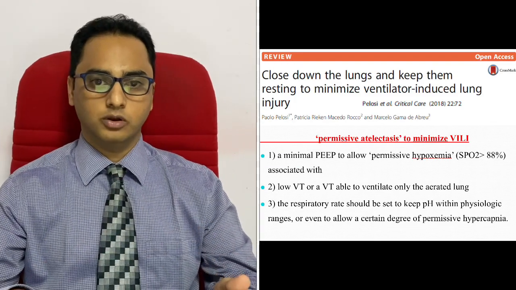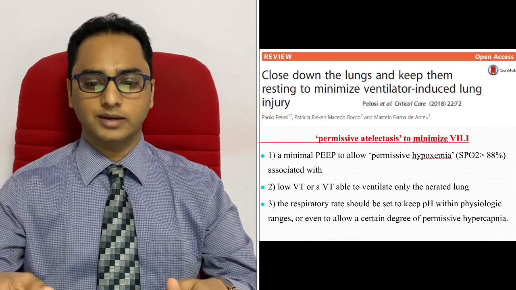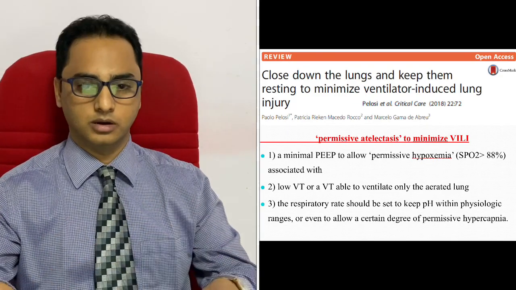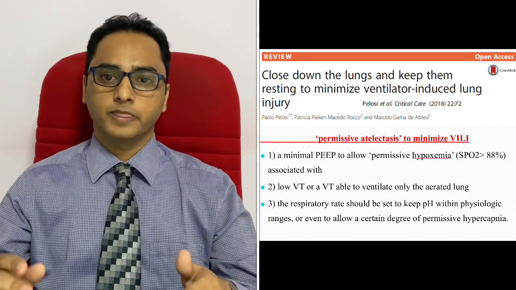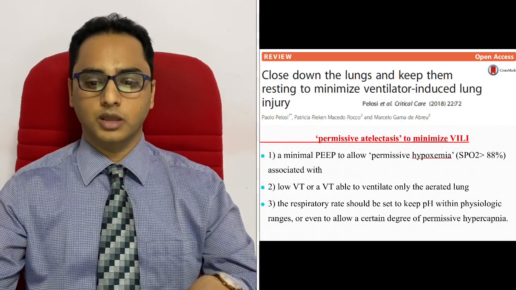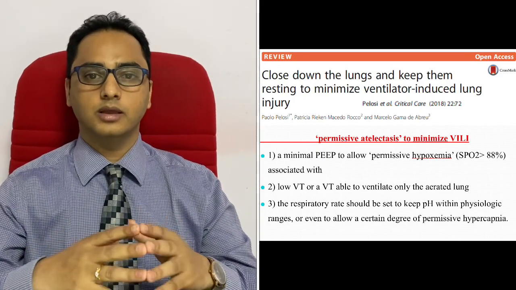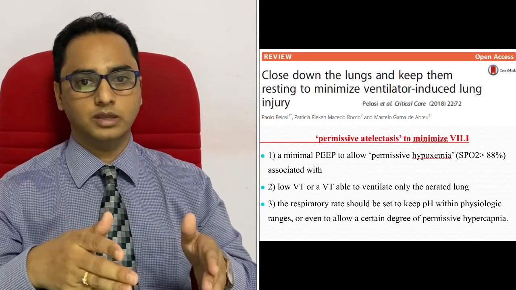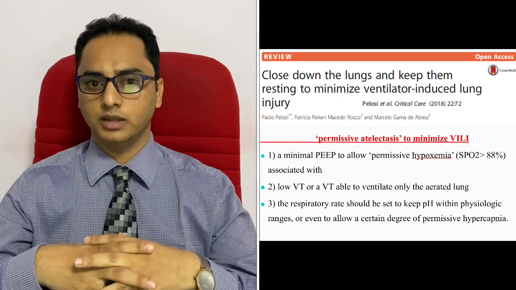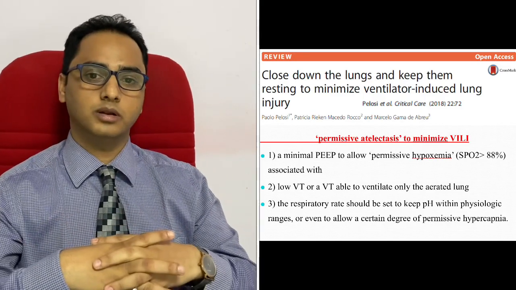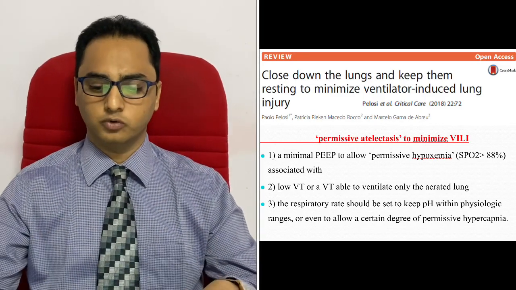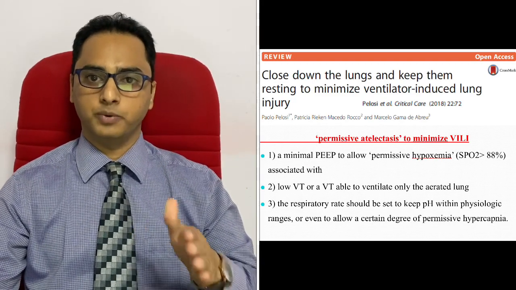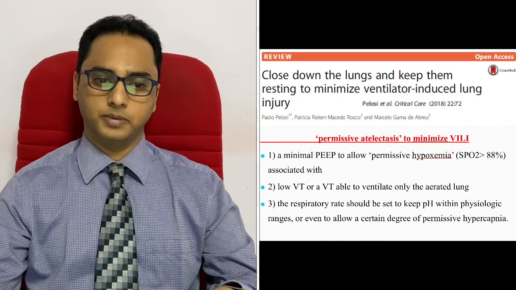Give that low tidal volume to ventilate the aerated lung alone. We are not bothered about the already destroyed lung. And keep the respiratory rate to accept a permissive hypercapnia. So these three criteria together we call permissive atelectasis. We will see more and more papers maybe in the coming decade. This is something which happened newly in the last 1 to 2 years, that we call together as permissive atelectasis, to prevent the adverse effects of high PEEP.